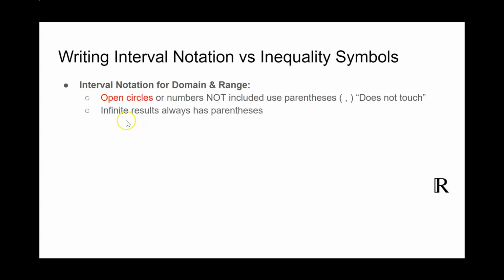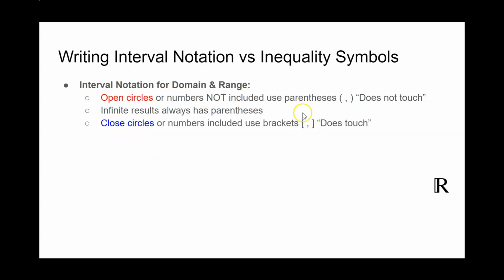When we see the infinity sign, that's like a sideways 8 laying down, it always gets parentheses. Ask yourself, can we ever touch infinity? Can we ever tell me the definite number of infinity? It's not, because infinity keeps going on forever. So that's why it will always get parentheses, because we can never touch it.